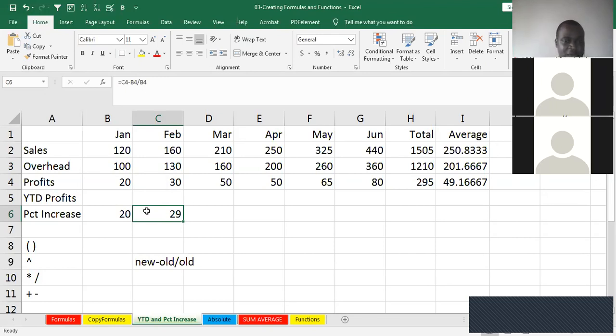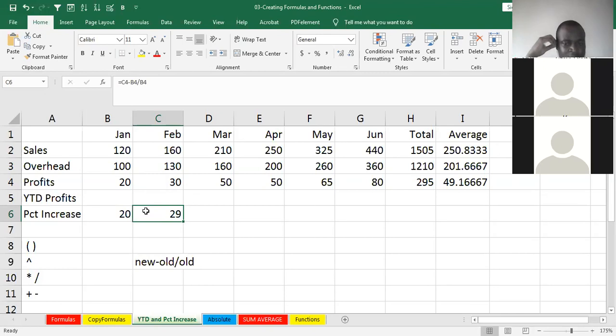You're getting it now? So there's no times 100. You don't need that. This is just percent increase. The mathematical formula for percent change or percent increase is always the new value minus the old value divided by what? The old value.